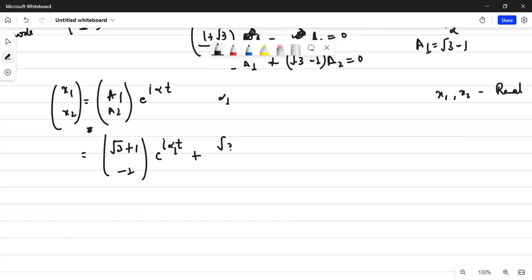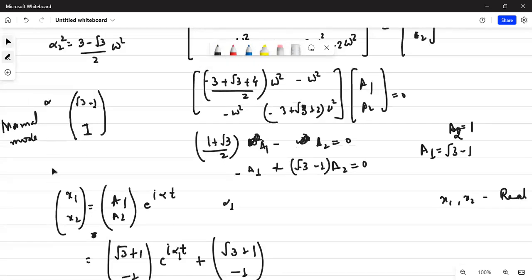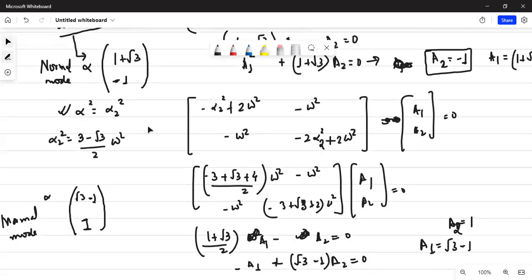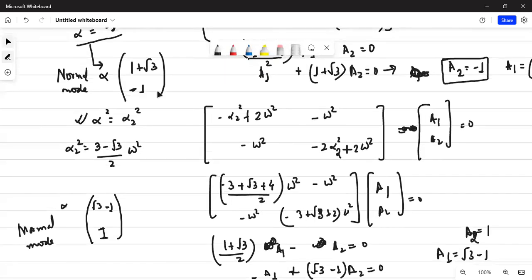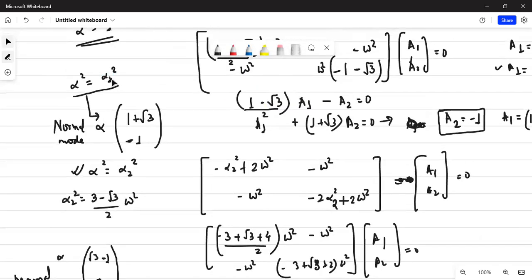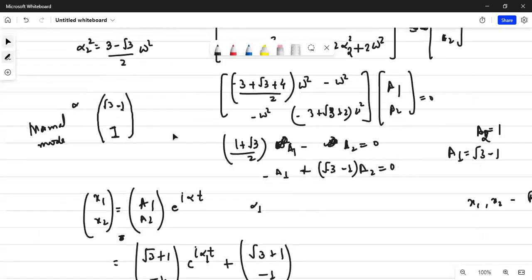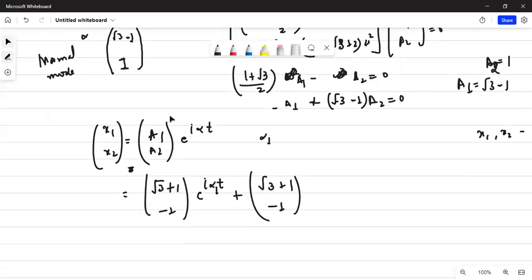Then again, another root will be, this will be the same, because for α1 squared, the a1 and a2 relations are the same, that is a1 was 1 plus root 3 and a2 was minus 1 for α1 squared. So whether you take α1 or minus α1, this column vector a1 a2 will remain the same. I mean, is that clear? Am I able to explain it or not? Okay?